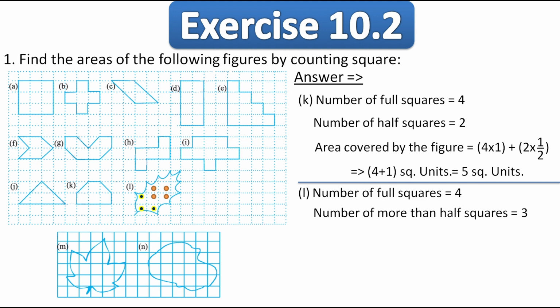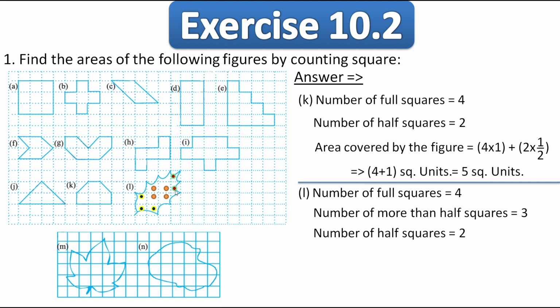Now here we will consider only these 2 squares, not this one. Why? Because here slightly is not there and here also slightly are not considered. Therefore, we will adjust this square with these things. Okay, so we will consider only these 2 squares as half squares. Okay, so number of half squares are 2.